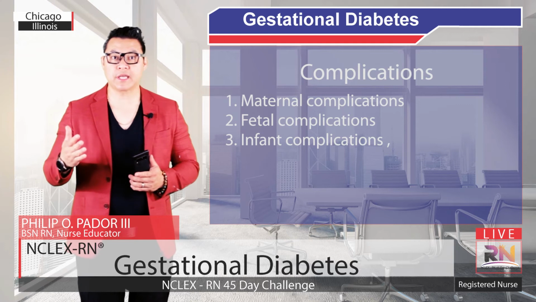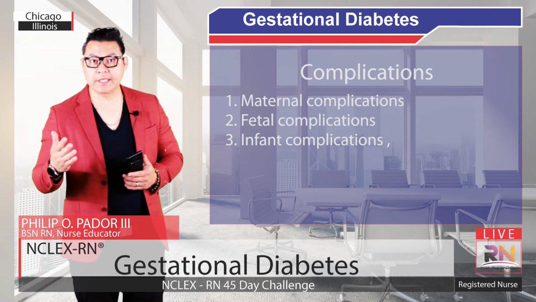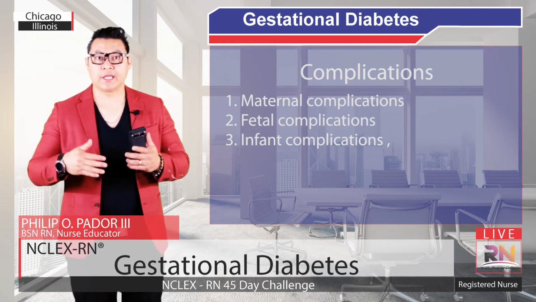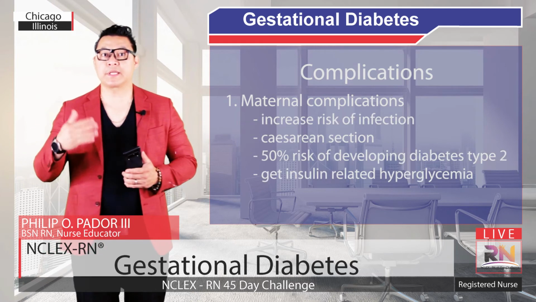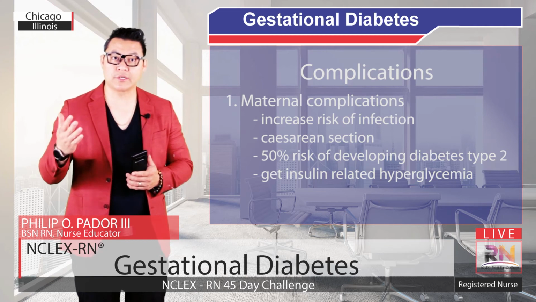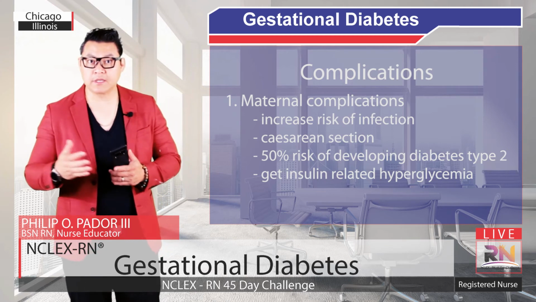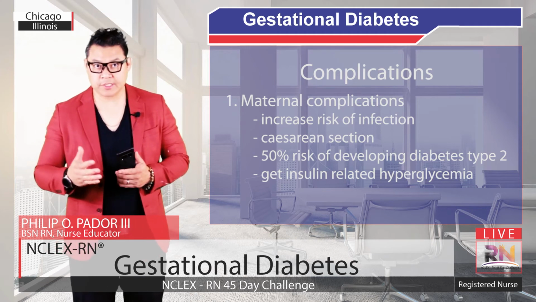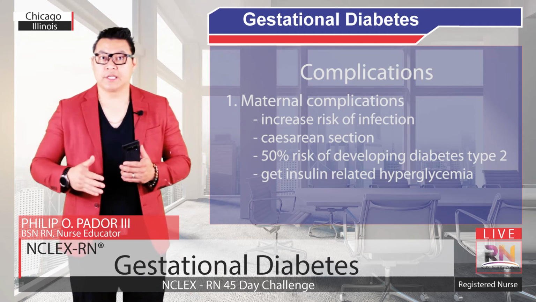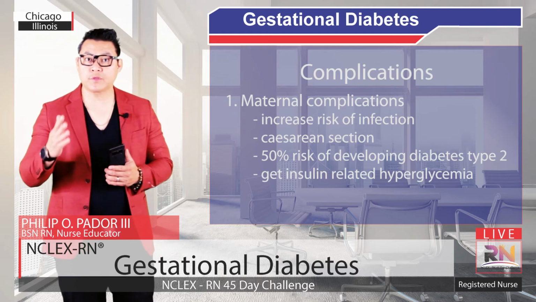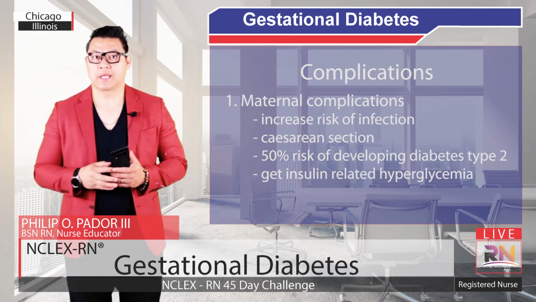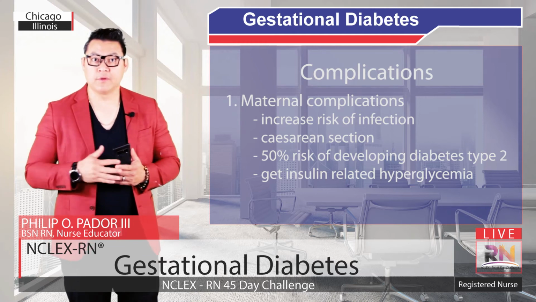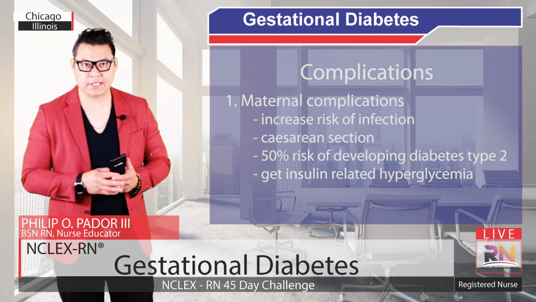Complications of gestational diabetes can be divided into maternal complications, fetal complications and infant complications. Maternal complications, or mother complications, of gestational diabetes include hypertensive disorder, increased risk of infections, cesarean sections, and a 50% risk of developing future diabetes type 2. Maternal complications can also be treatment complications, where you get insulin-related hypoglycemia.